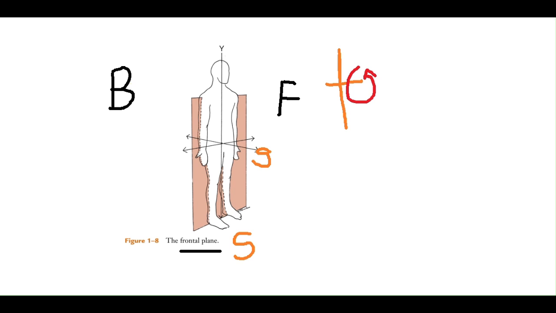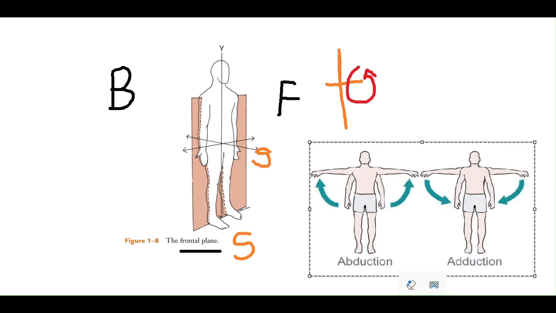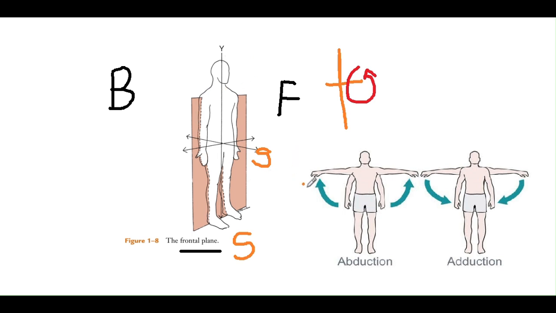Okay, now what is it used for? We define the movement, and the movement is abduction. So the movement taking place in the frontal plane is the abduction. Okay, so taking the hands from the sides of the body up towards your head is called abduction, and it takes place in the frontal plane and around the sagittal axis.